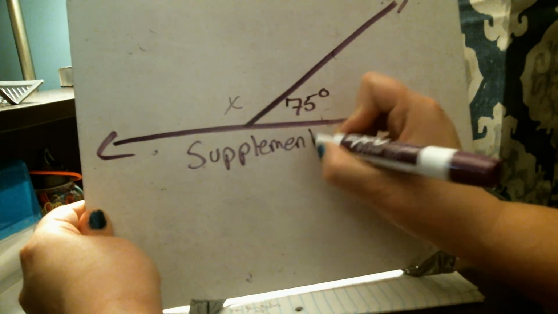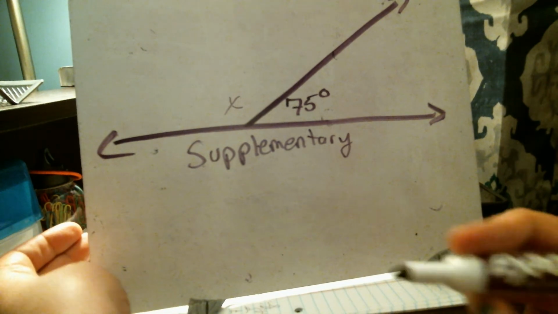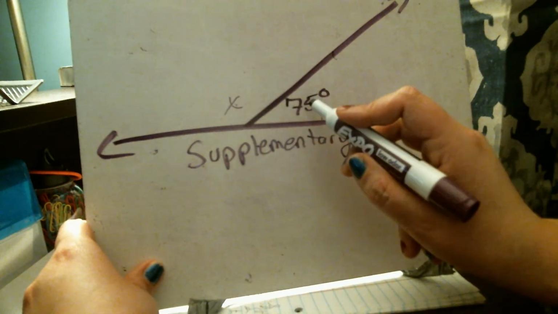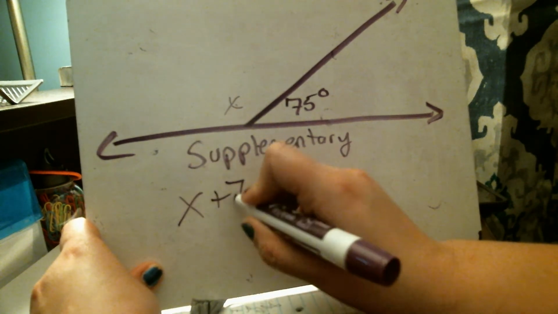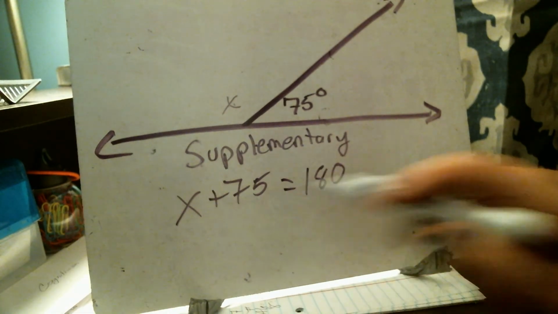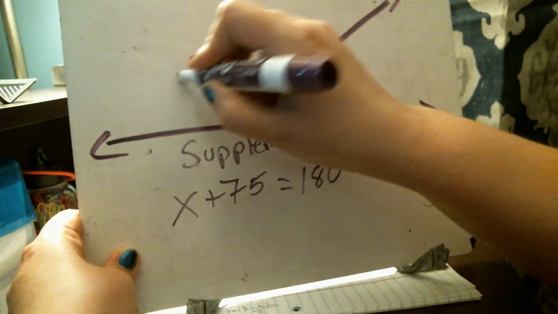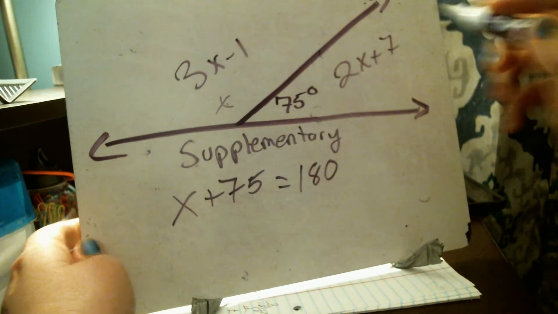And supplementary angles add up to be 180 because a straight angle is 180 degrees. So that means that this angle plus this angle equals 180. And yes, I'm gonna insist that you write out the actual equation because next week or so it's going to be uglier. It's going to be like 3x minus 1 and 2x plus 7. That's going to be your stuff.